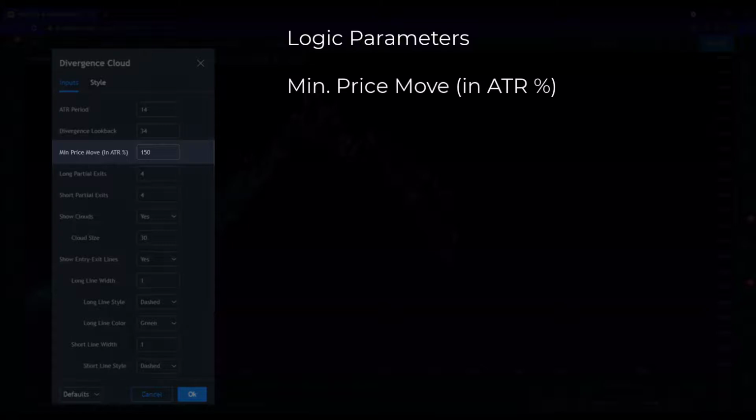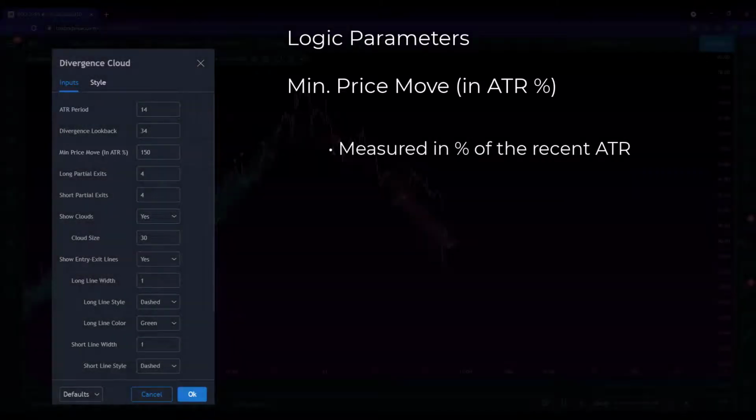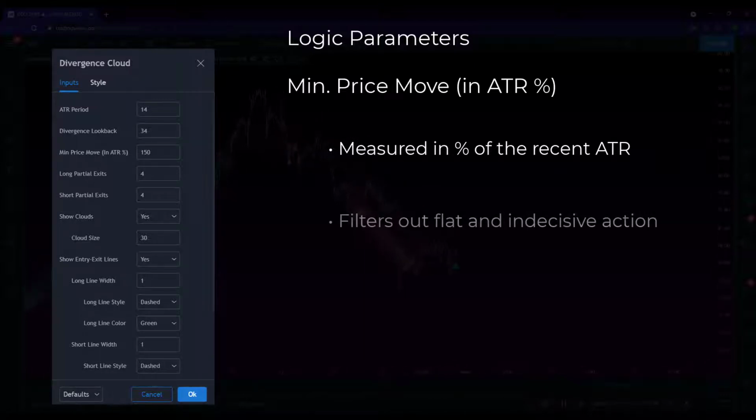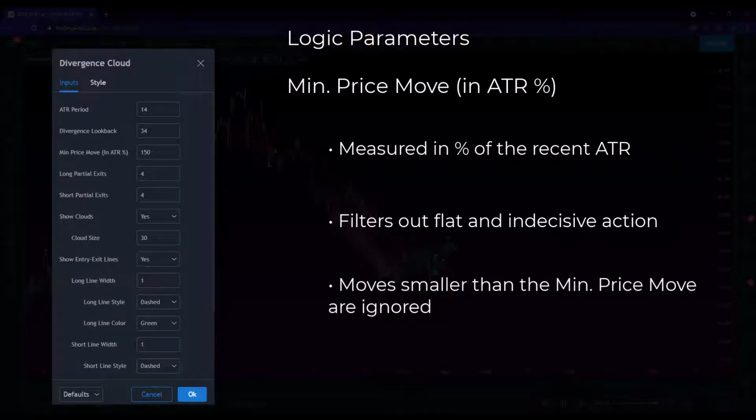The minimum price move in ATR percent defines the minimum absolute change in price over the divergence lookback required for a cloud to develop. This helps to filter out noise and flat action where there isn't really a decisive or actionable trend.